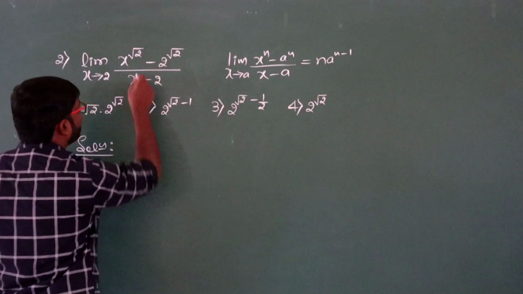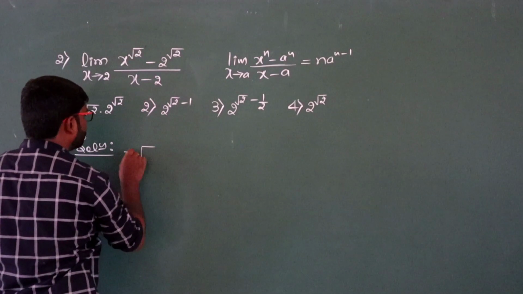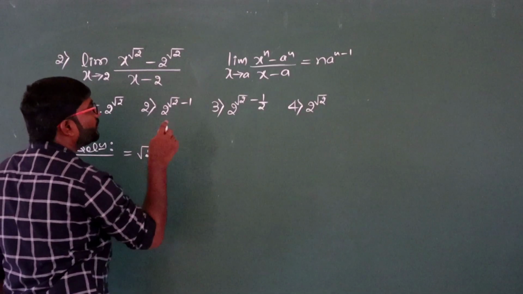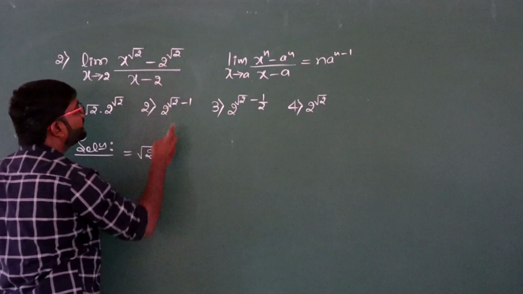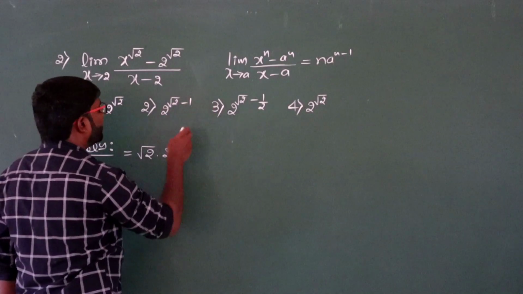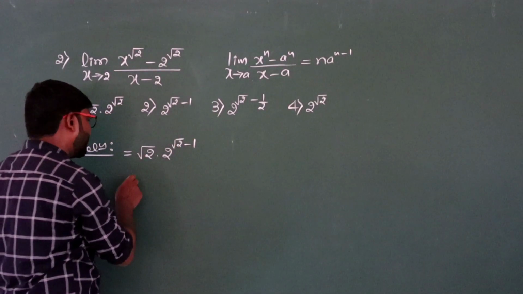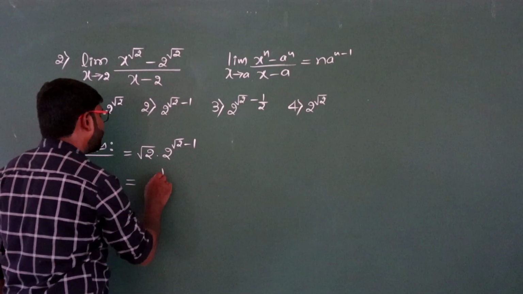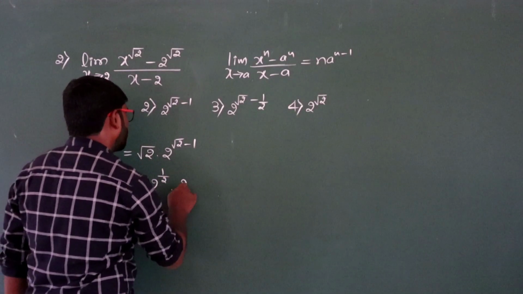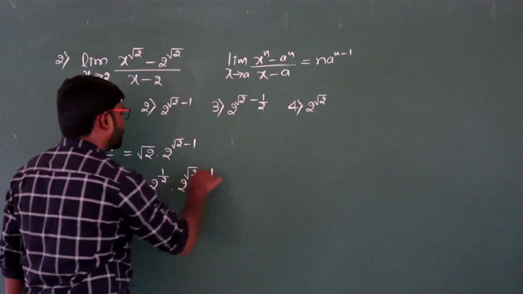So n means it is root 2. This is equal to root 2 into a. What is a here? It is 2, to the power n minus 1, that is root 2 minus 1. Here root 2 can be written as 2 raised to 1 by 2, then into 2 raised to root 2 minus 1.